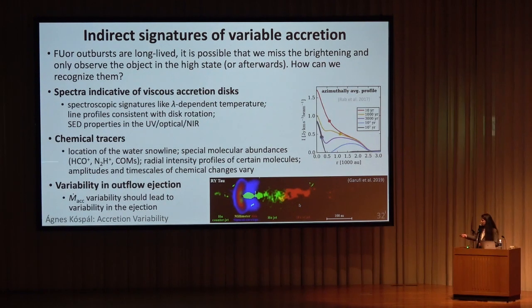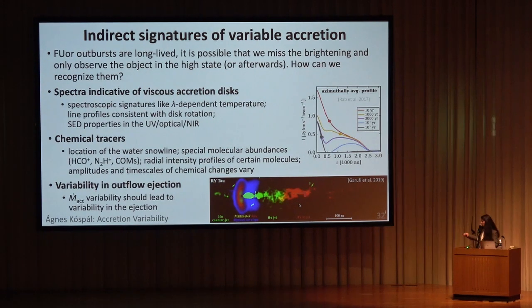Or you can also look at the variability of outflow ejection, because of course variable accretion should be accompanied by variable ejection, and this can be observed, for example, as clumpy structures in outflows and jets. Unfortunately, the direct link between variable accretion and variable ejection is mostly hypothetical, but there are some nice examples where we could directly link these two effects in certain objects.